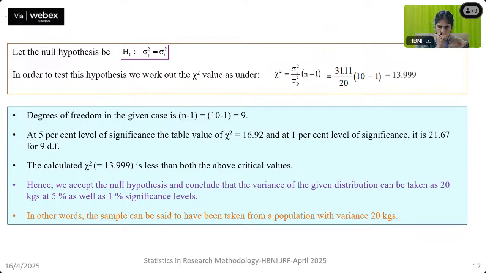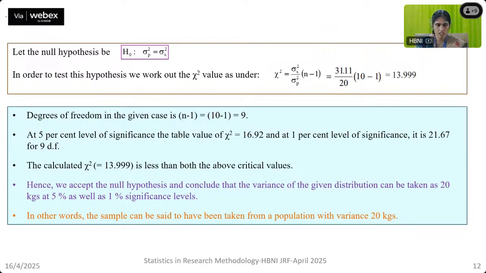The chi-square tables are given for certain degrees of freedom and levels of significance. From that, you can easily read out that at the 5% significance level, the critical or tabulated value is around 16.92, whereas the calculated value is 13.99. If you see the table for chi-square at a different significance level, say 1%, then the value is around 21.67. At both significance levels, the calculated chi-square value is less than the critical value. That means the null hypothesis is acceptable.